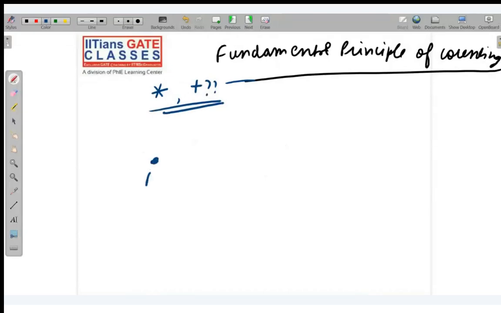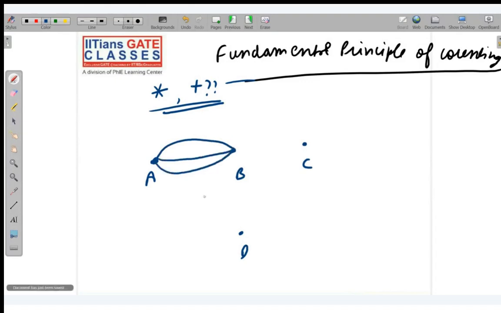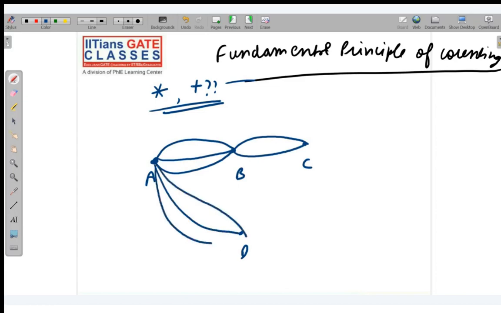See this. For example, we have a city A, this is city B, this is city C, and this is city D. From A to B, there are 3 highways, or there are 3 ways to reach from A to B. From B to C, there are only 2 ways to reach. And then from A to D, we have say 3 ways. Or let me write 4 ways.